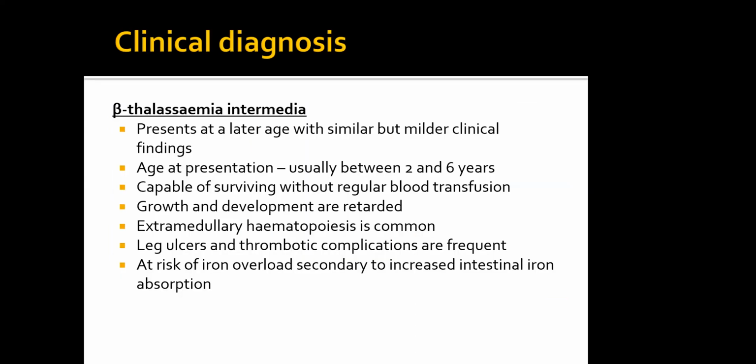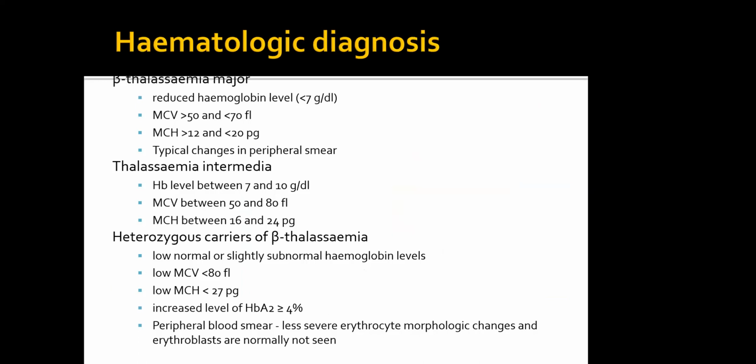The intermedia, as I said, they present at a later age, but you will see that they will need transfusions, and sometimes they haven't been transfused well, so you do get the thalassemic faces present. And these children tend to have leg ulcers and thrombotic complications, and because there is an increased intestinal iron absorption, they will be iron overloaded, so their ferritins will be high in these patients. But if you have a thalassemia trait, this is a heterozygous carrier. So there are different terms being used.